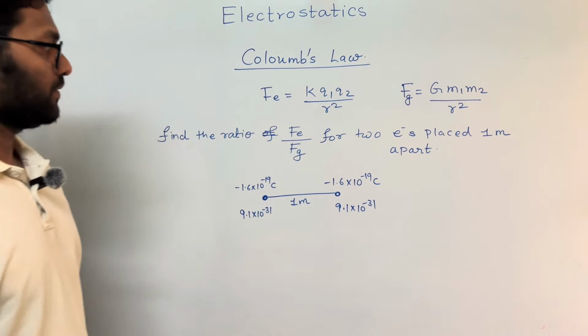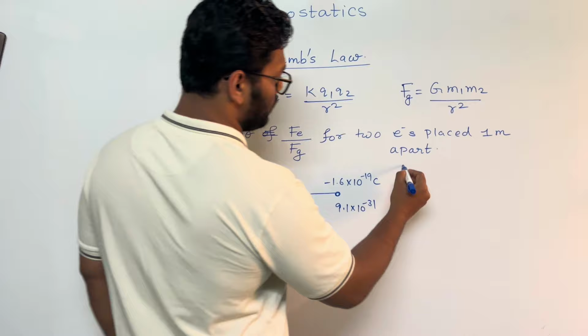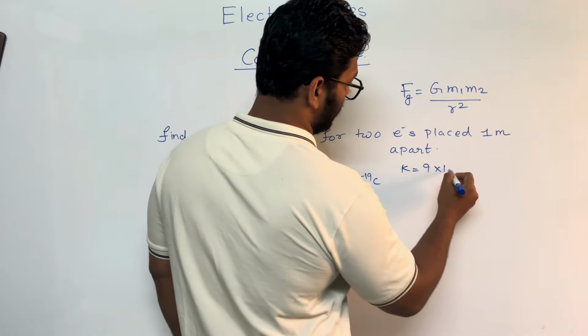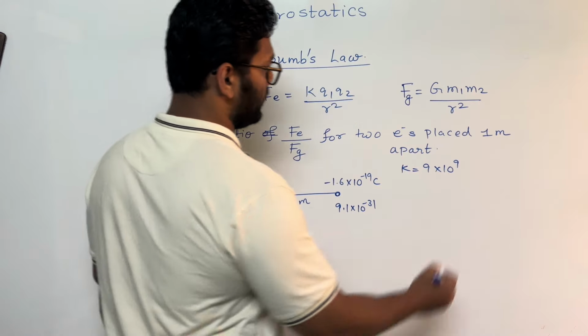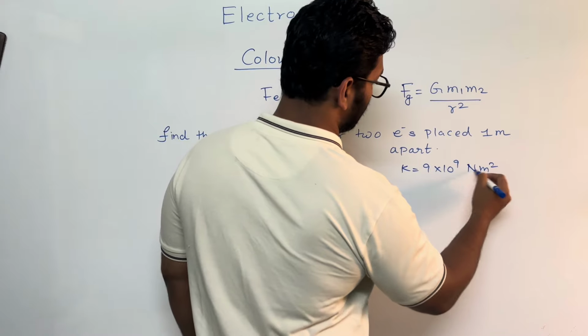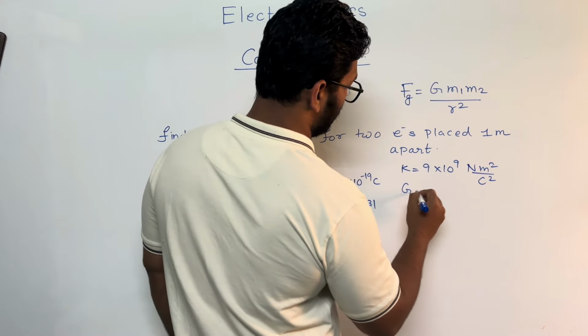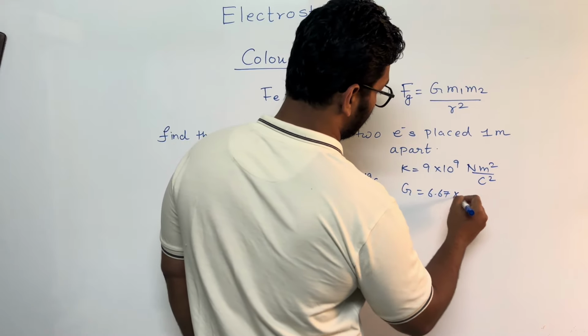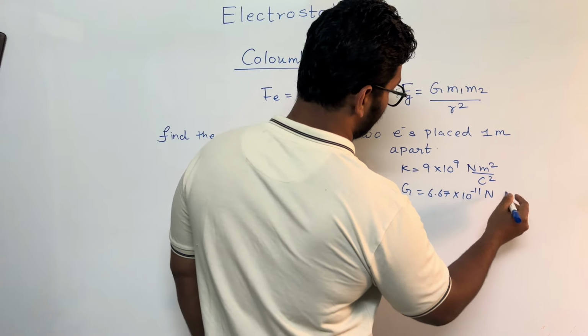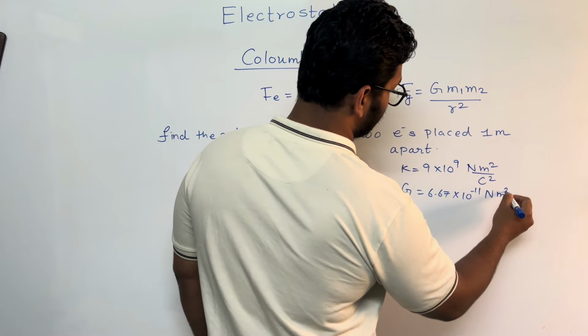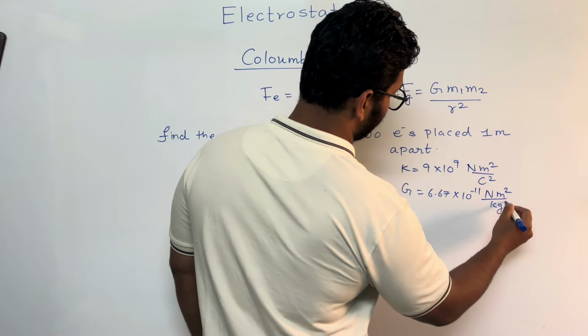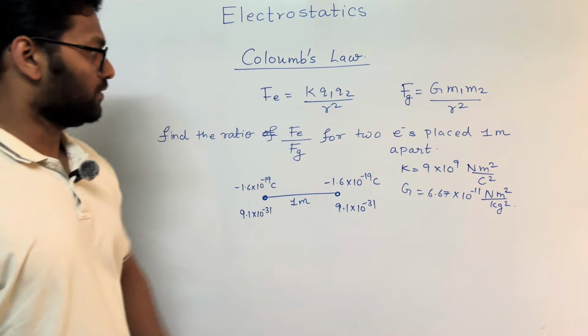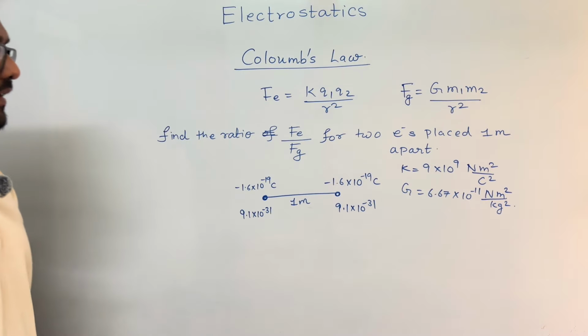These are the masses. The value of K is already known, it is 9 into 10 raised to 9. What is the unit? Newton meter square per Coulomb square. And the value of G is 6.67 into 10 raised to minus 11 Newton meter square per kg square. If I put these values in this, then I will be able to get the answer.